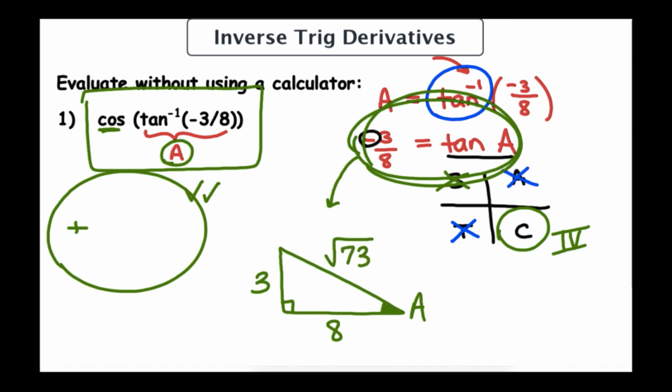Okay, what am I trying to do? Let me cover this up a little bit. Oh, I'm trying to find the cosine of A. And I happen to have a triangle with an A in it. This is going to be easy. Cosine is CAH from SOHCAHTOA. That's adjacent over hypotenuse. So the answer would be 8 over the square root of 73.